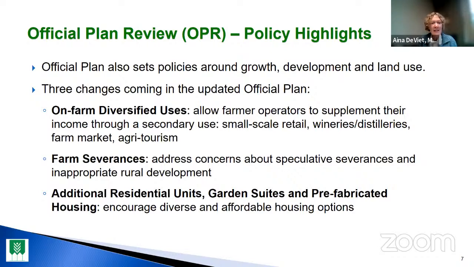Another topic that is of interest to many in our area is that of farm severances. And the current version of the official plan review addresses concerns we've had about speculative severances and inappropriate farm rural development. So I guess it's fair to say the rules have been tightened up and clarified to make sure that farm severances are actually serving the needs of farmers and don't provide opportunities for speculators perhaps to leverage opportunities and create lots or areas that aren't really suitable for farming.